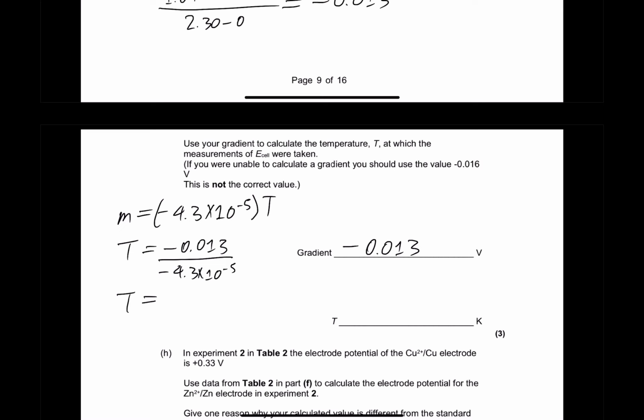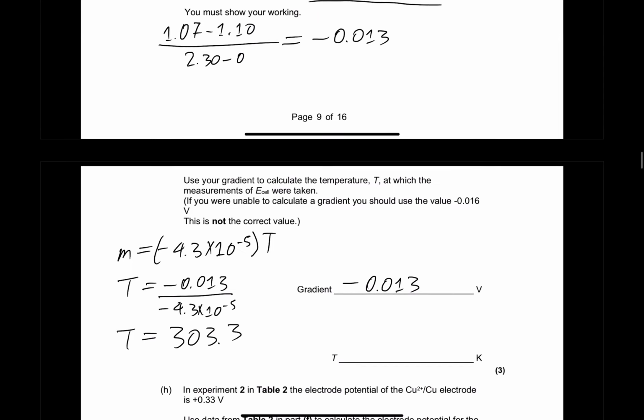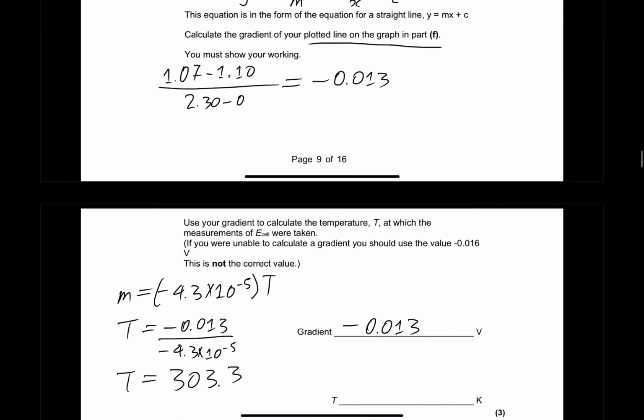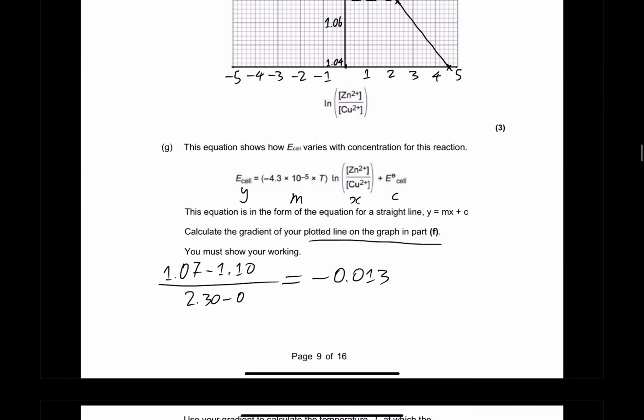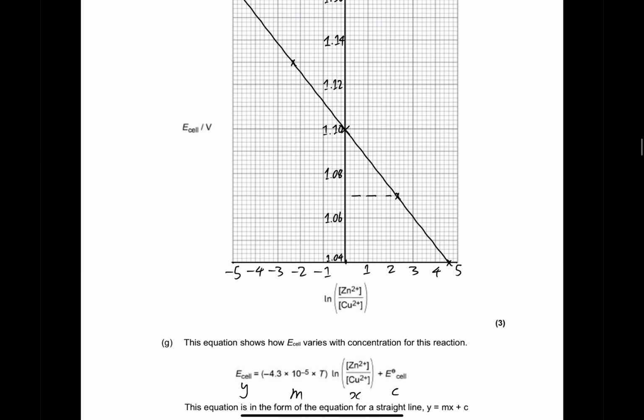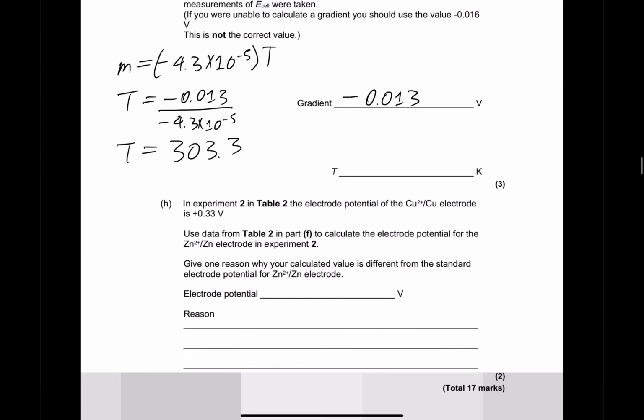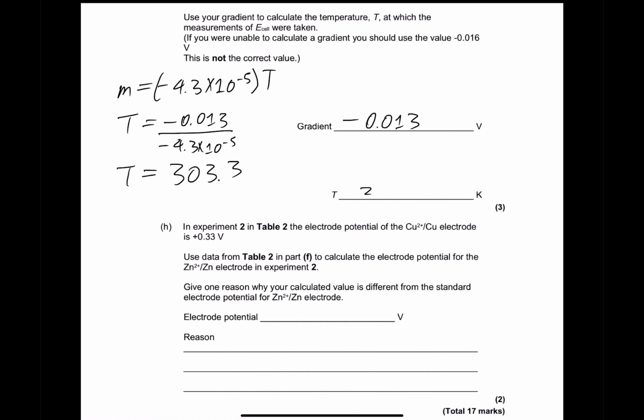I got 303.3. But really they want it to two significant figures, is it? Two significant figures, so I just leave that as 303 Kelvin.